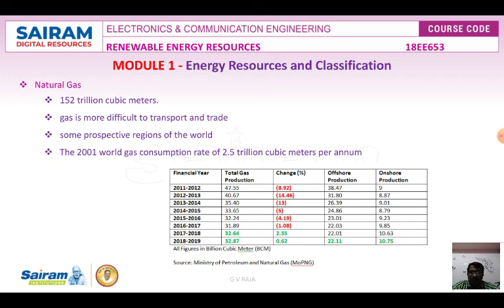In 2001, the world gas consumption rate was nearly 2.5 trillion cubic meters per annum. So total gas production is given here financial year wise in India. In 2018-19, yearly we have generated 32.87 percent of the gas. Onshore and offshore productions. Onshore is nothing but in the field. Offshore in the sense it is near, under the water.